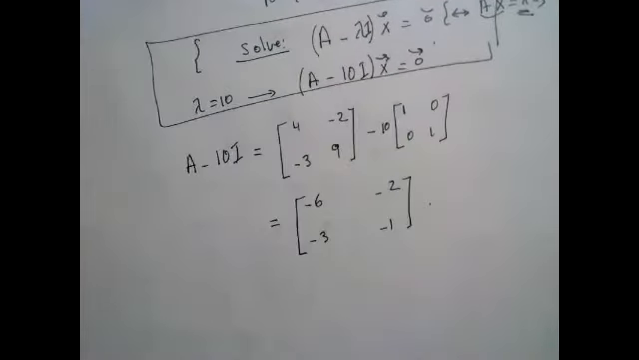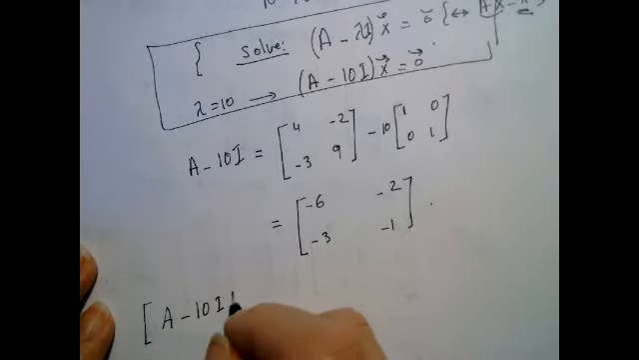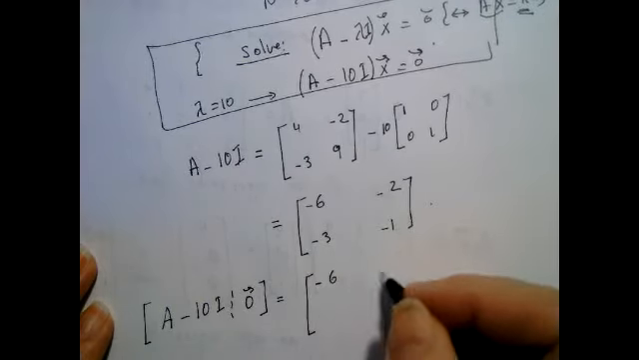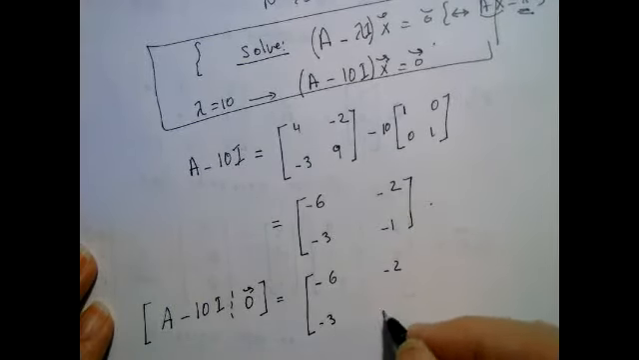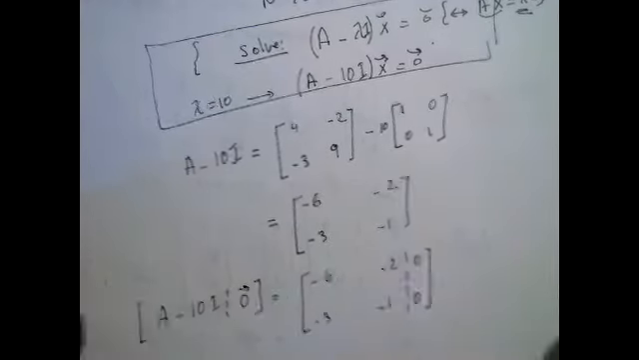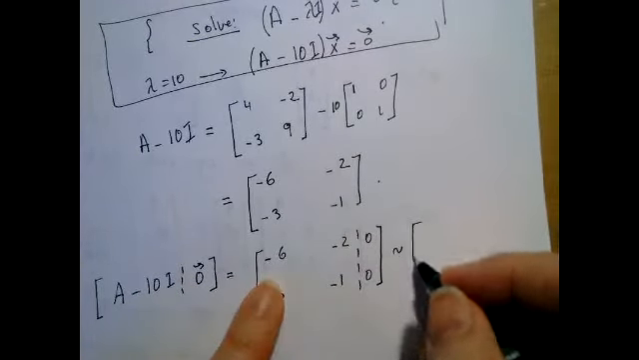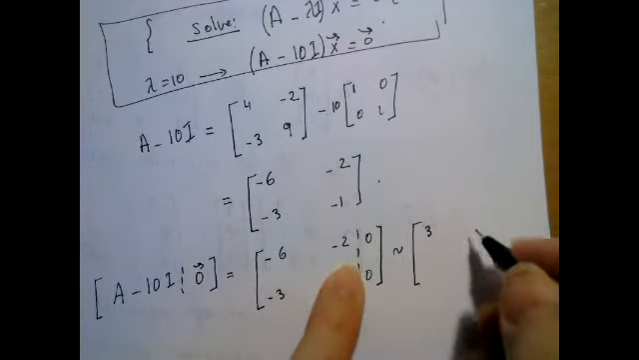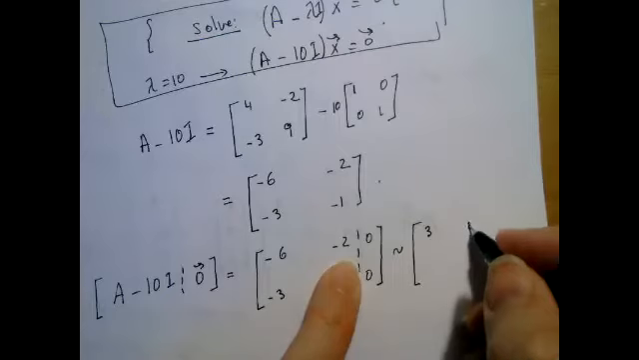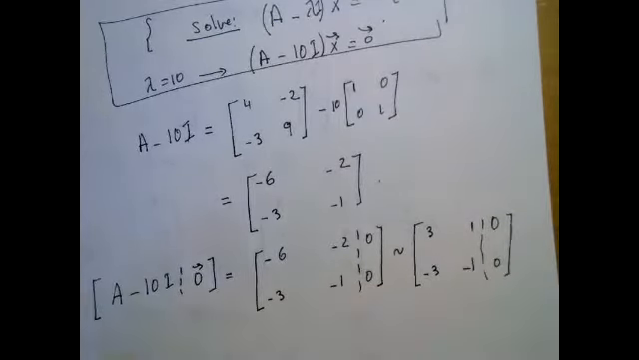Okay, now we need to solve. So we set the homogeneous system, and we solve. It's equal to minus 6, minus 2, minus 3, minus 1, and 0, 0. Okay, so I have to solve this system. I have 6 and 2, so I make it easy for myself. I divide by minus 2, which is going to give me a 3, and this is going to give me a 1. You don't have to, but this makes things easy for us. Minus 3 and minus 1.